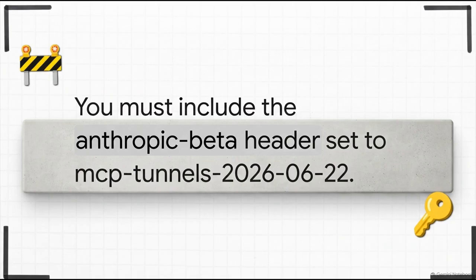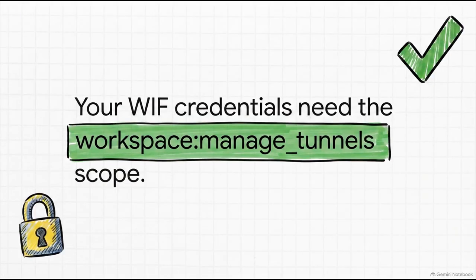If you forget this, the Claude API is just going to flat out reject your request. And right alongside that header, there's a strict new credential requirement. Your WIF, or Workload Identity Federation, credentials have to carry a very precise scope. Specifically, Workspace Managed Tunnels. If you're currently operating with a token that lacks this exact scope, any request you route to the new Claude API endpoint is going to fail immediately.